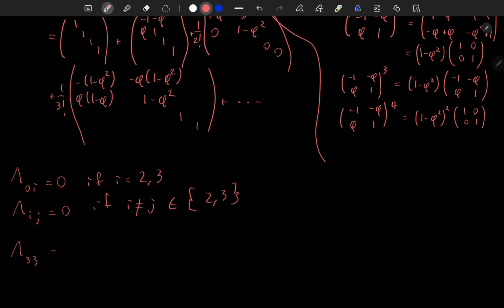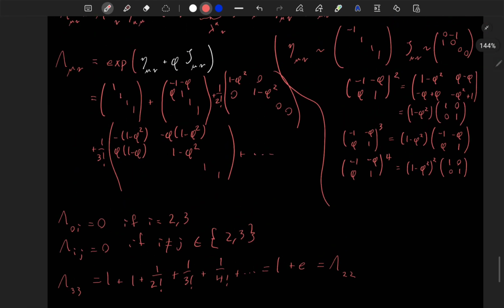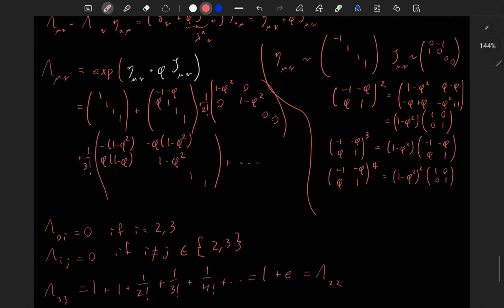The 3, 3, that looks like 1 plus 1 plus 1 over 2 factorial plus 1 over 3 factorial plus 1 over 4 factorial equals 1 plus e. And that same thing with 2, 2. Not really the result I was expecting. That's telling me something's going wrong here.